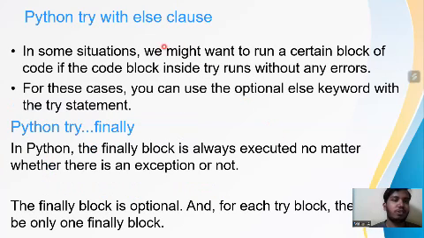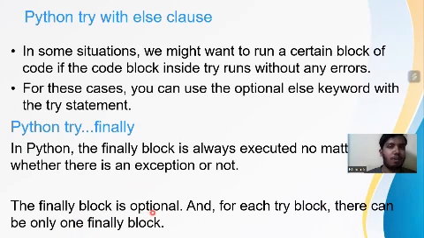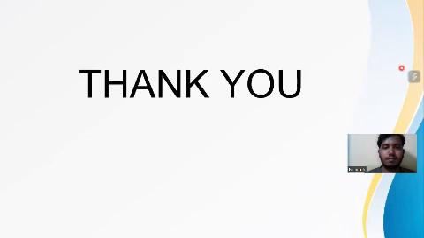Next we have Python try with else. In some situations we might want to run a certain block of code if the code block inside the try runs without any errors. For these cases, you can use the optional else keyword with the try statement. In Python try finally, the finally block is always executed no matter whether there is an exception or not. The finally block is optional, and for each try block there can be only one finally block.